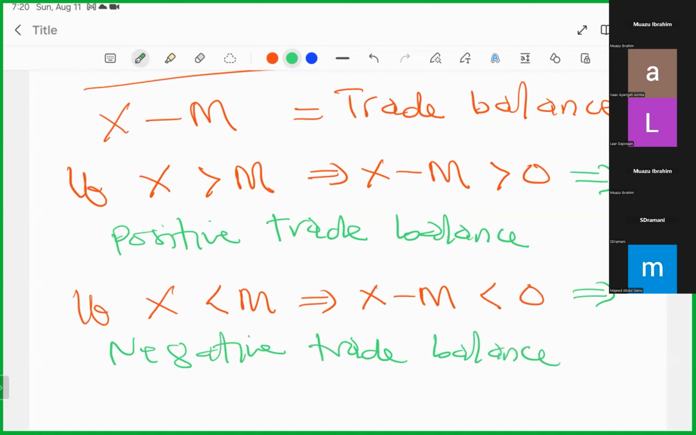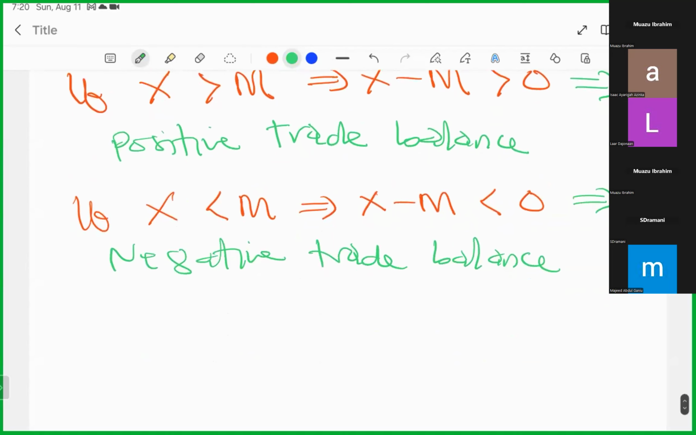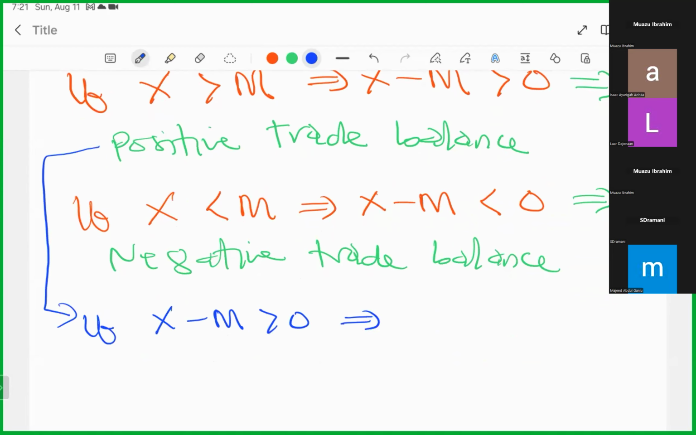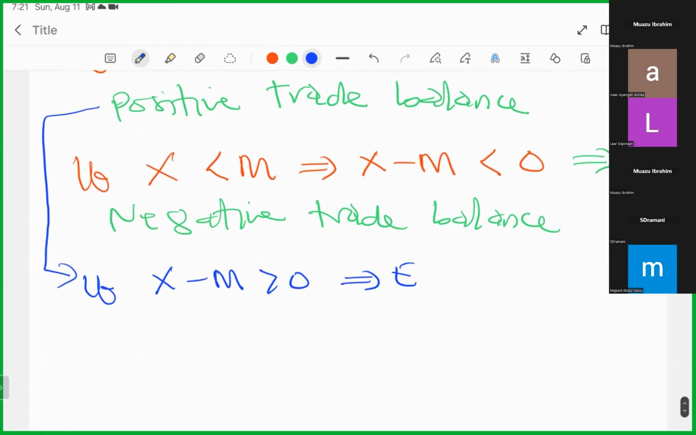You have a negative trade balance. So when you look at the typical import-driven country, if export minus import is greater than 0, it means we have a positive trade balance. And what does that mean? It means the country is export driven, or export intensive.